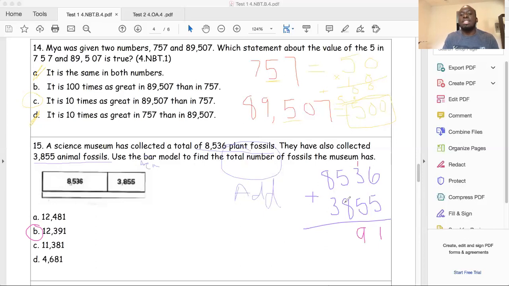5 plus 8 equals 13. I put my 3 down, I carry my 1. 3 plus 8 equals 11, plus 1 equals 12. I put my comma, I box my answer, 12,391.